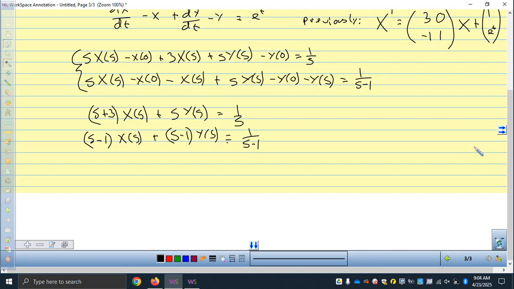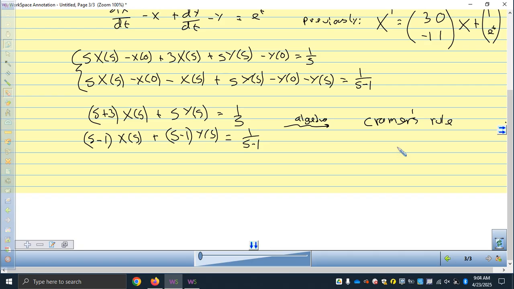We can use any method that we want here. We can use substitution, we can use elimination. Our coefficients are s plus 3, s, s minus 1. So we're going to do some algebra. And what I would recommend, and I'll talk about it at the end of this lesson, is Cramer's rule for a 2x2 system. Cramer's rule lets us solve systems of equations using determinants. So I'll talk about that in just a second.